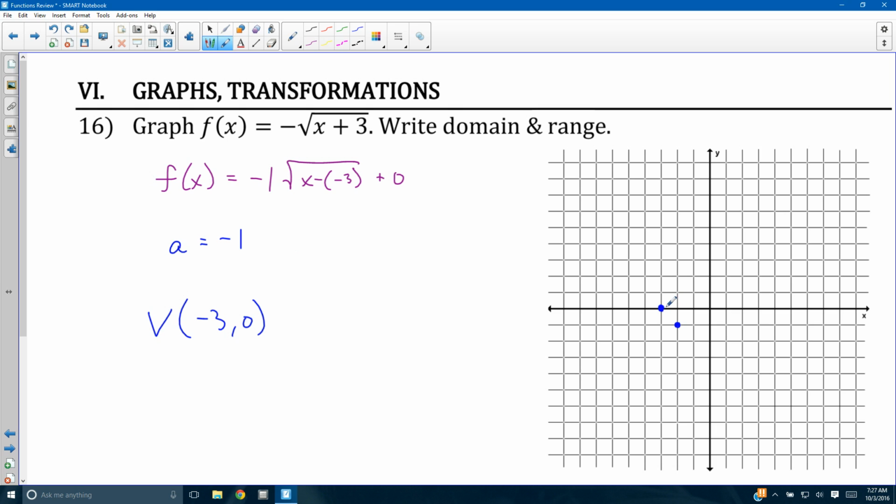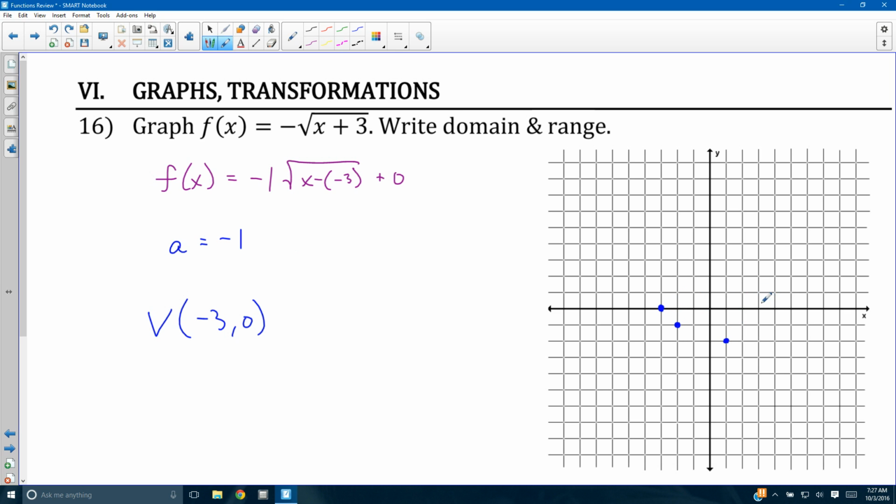Going down 1. Going over 2, I'd be going up the square root of 2. Don't really want to do that. Going over 3, going up the square root of 3. Don't really want to do that. Going over 4, up the square root of 4. I'll do that. That's 2. 2 times negative 1 is negative 2. So instead of going up 2, I'll be going down 2.